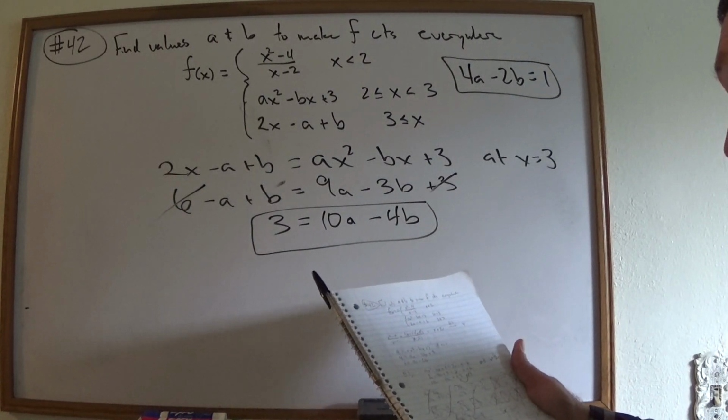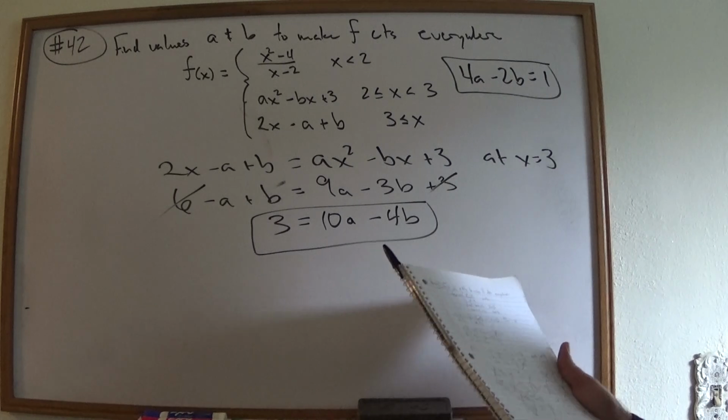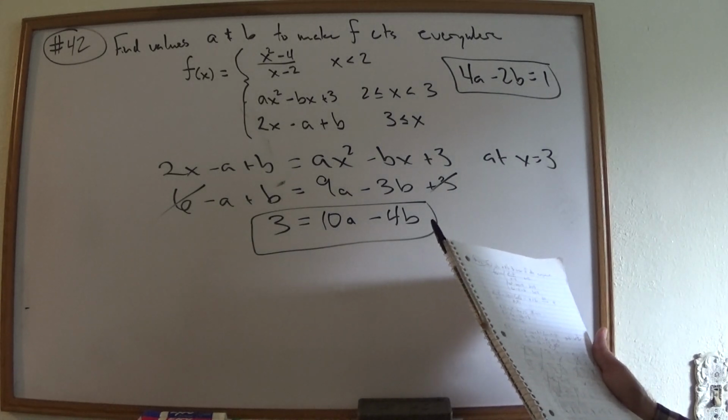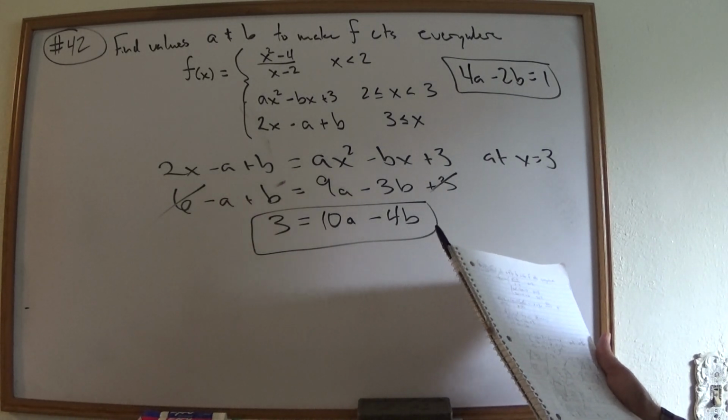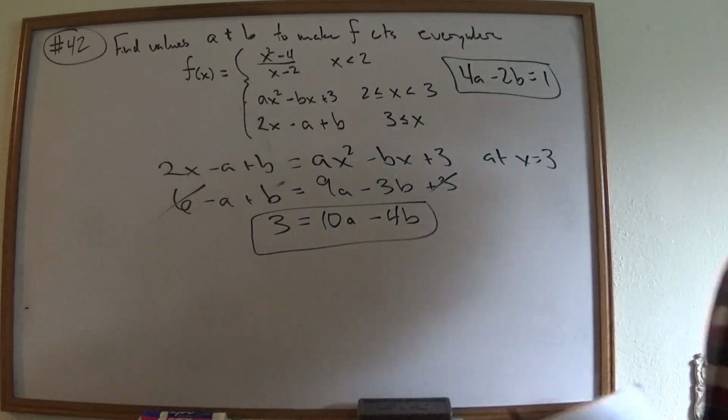10a minus 4b equals positive 3 this time, yes. And then 4a minus 2b equals 1. Okay, so this should work.